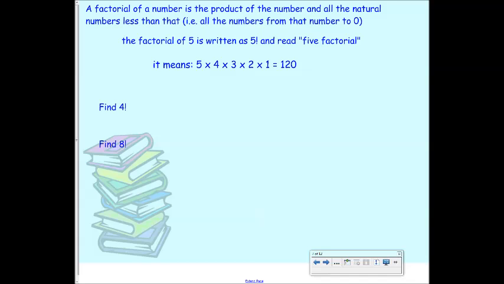So a factorial is essentially just a shorter way of writing out 5 factorial means 5 times 4 times 3 times 2 times 1. So it means 5 multiplied by everything smaller than 5 until you get to 1. Why doesn't it go all the way to 0? Because if you multiply something by 0, it would always become 0. So it's just that number times everything through 1.